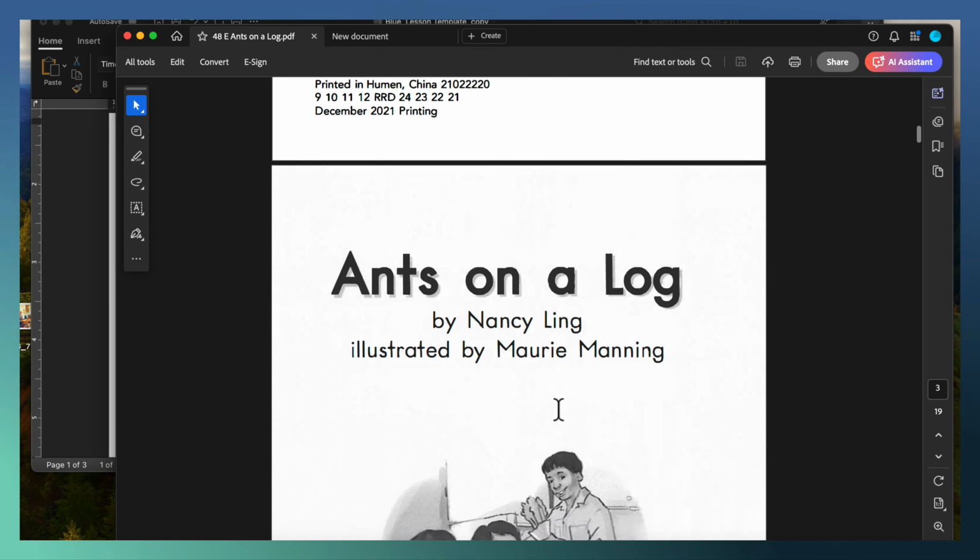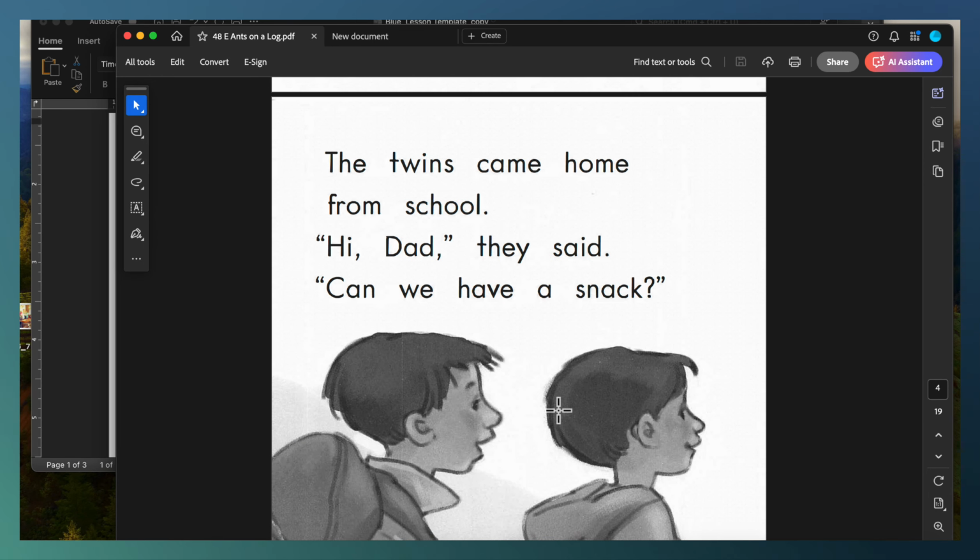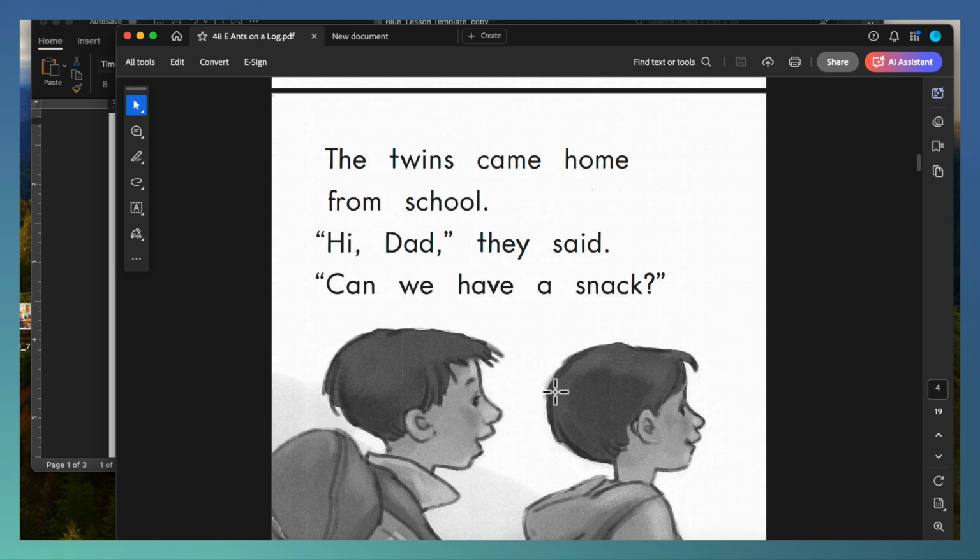Ants on a Log. The twins came home from school. Hi, Dad, they said, can we have a snack?